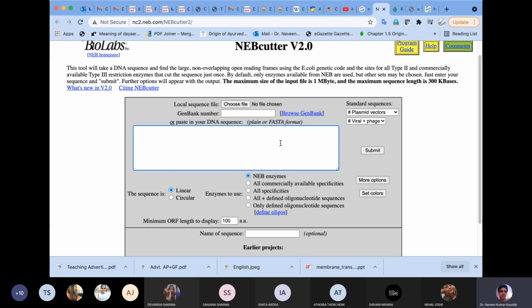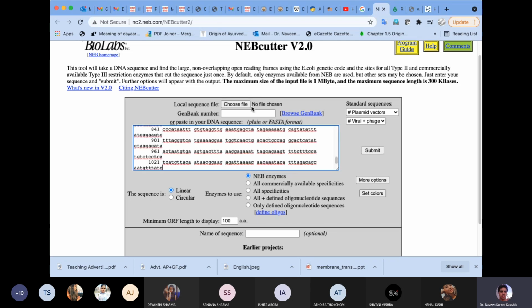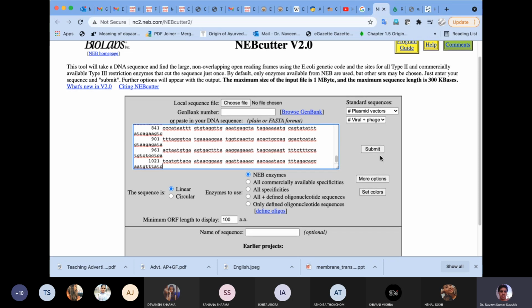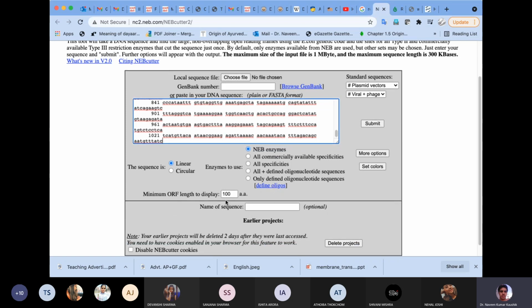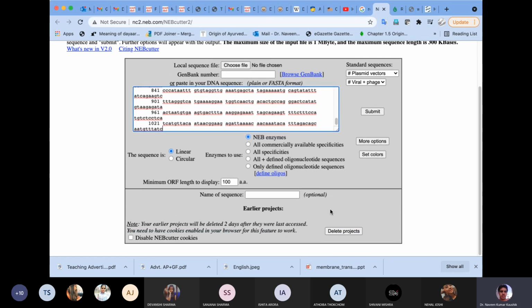Just copy and paste it here, in FASTA format, which bioinformatics tools will tell you, and then choose what type of enzymes you want to check. On this portal different enzymes are there. Then you can specify whether your sequence is linear or circular, and a plasmid vector or any standard sequence if you want, or if you don't have that, leave it. Minimum overhang display is also an option. Okay, then you have to submit.